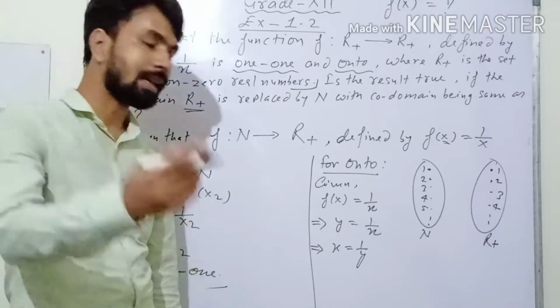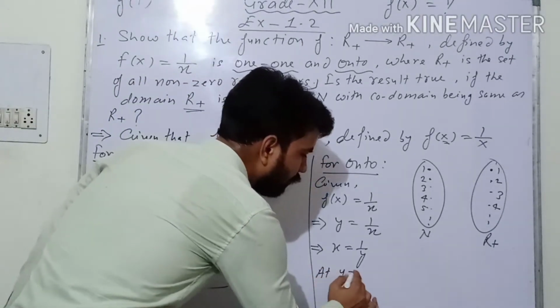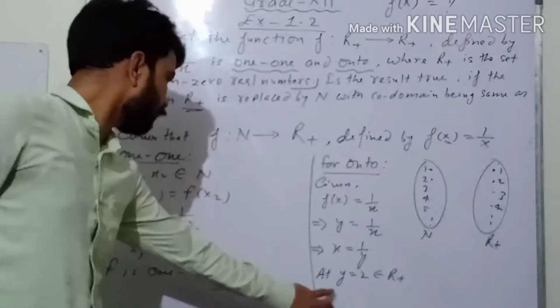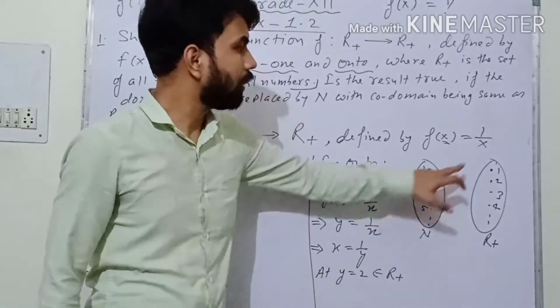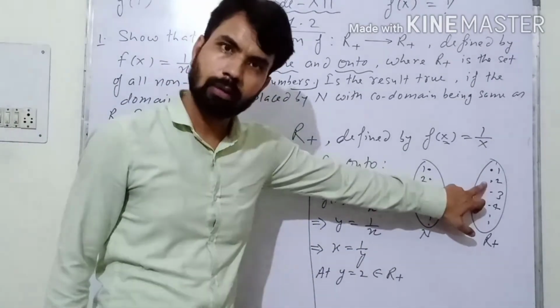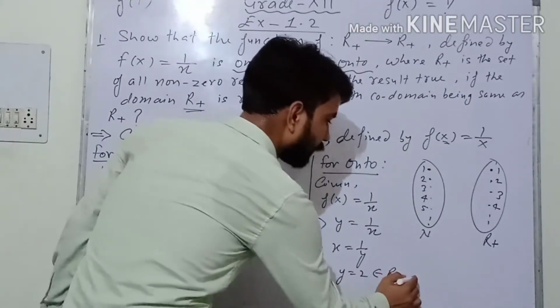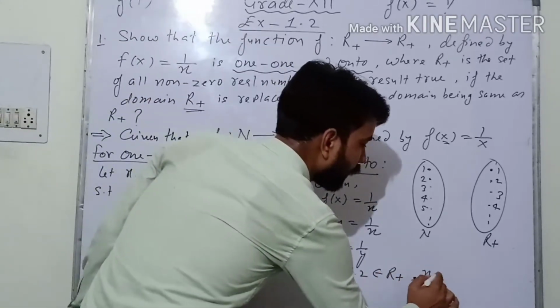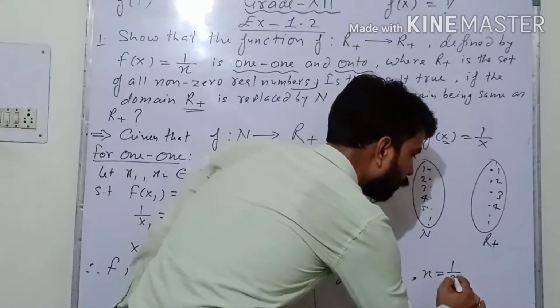Now I am taking an example. At y equals 2 belonging to its codomain. See, does 2 lie in the codomain or not? 2 lies in the codomain. Clear? Now from equation number 1, if y equals 2, then x equals what? x equals 1 upon y, and the value of y is 2. So then x equals 1 upon 2.